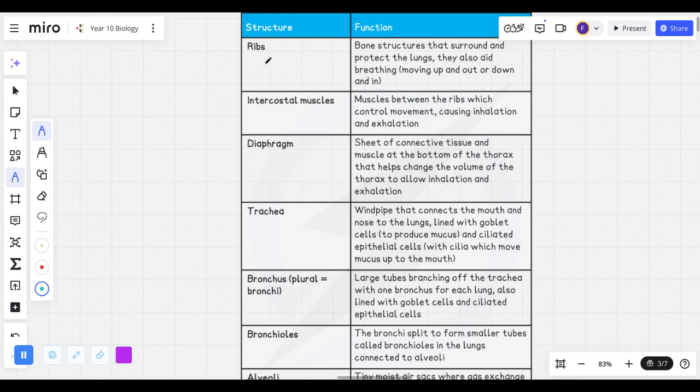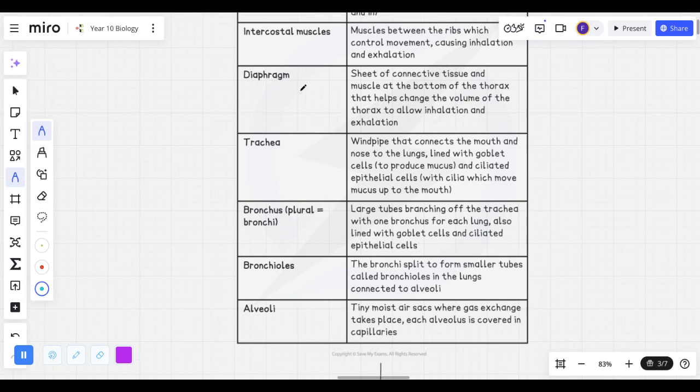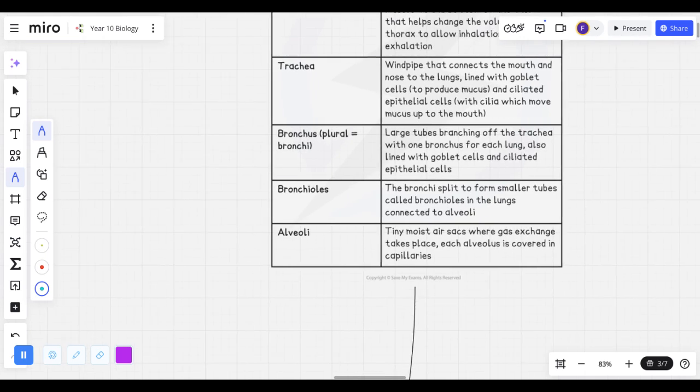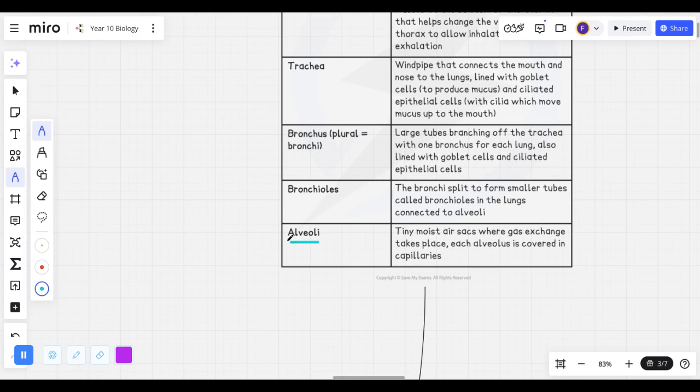Now, the ribs have two functions. One is to move in and out to help you breathe, but also to protect your lungs and your heart from physical damage. I've talked about all this. The other thing I haven't talked about are the alveoli.